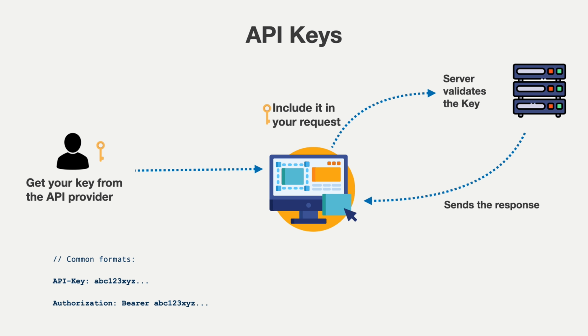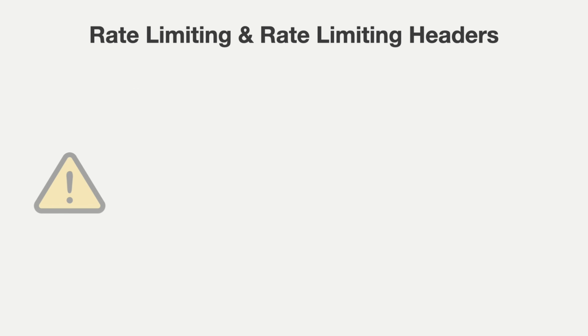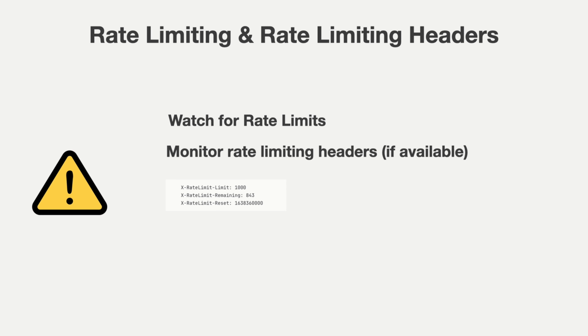Now you understand the basics of how REST APIs work, but there are some practical issues that you should be aware of. The first thing is rate limits. Most APIs limit how many requests you can make in a given time period. If you make too many requests too fast, you'll run out of quota. Some APIs send headers that tell you exactly where you stand, how many requests you have left, when your limit resets. These are incredibly useful if they're available, but not all APIs send these headers. Always check the documentation to see how rate limiting works for that specific API.